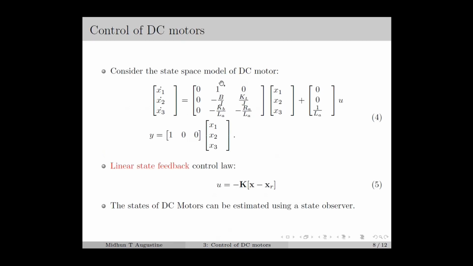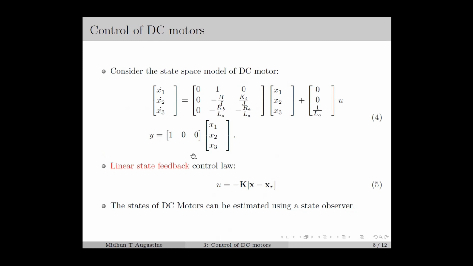Next, we move on to the control of DC motors. Here we are considering the position control application of the DC motor. Therefore, we select the state space model of the DC motor as in equation number 4. Here x1 is the position, so the output equation will be like this, which gives y is equal to x1.